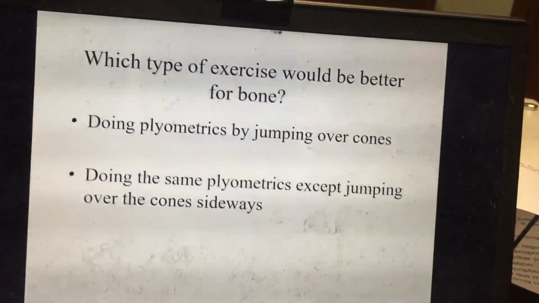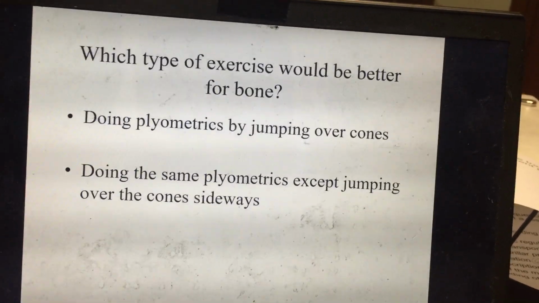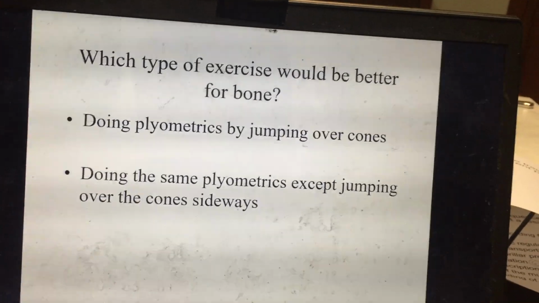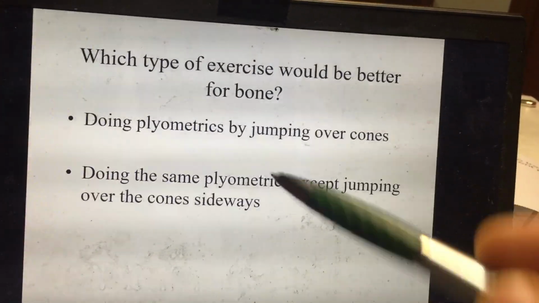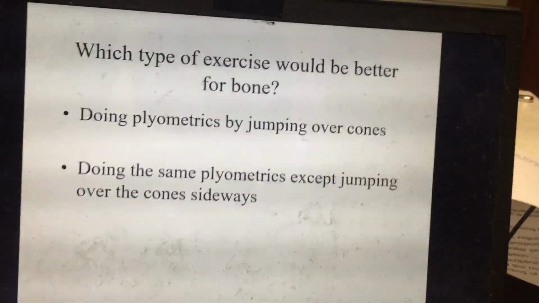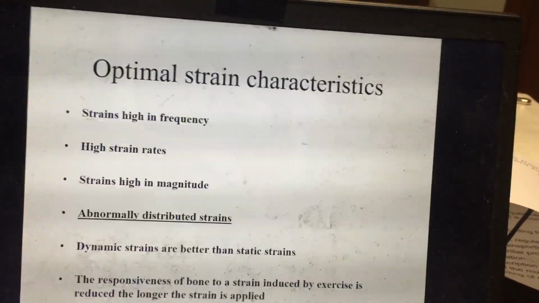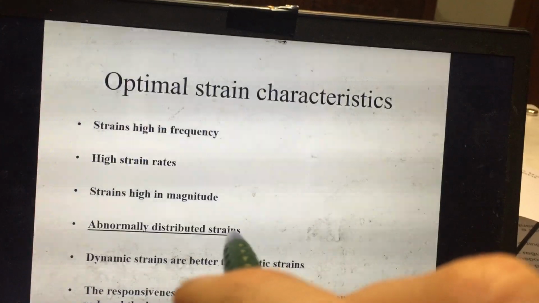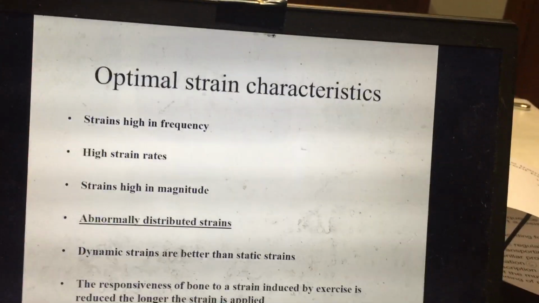Doing plyometrics by jumping over cones, or doing the same plyometrics except jumping over the cones sideways. It would be the second one, doing the plyometrics jumping over the cones sideways, because that's a movement pattern that you're not really used to. Abnormally distributed strains will be more effective for building bone.